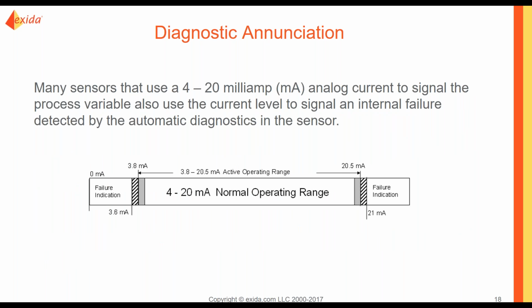Many sensors that use a 4 to 20 milliamp analog current to signal the process variable also use the current level to signal an internal failure detected by automatic diagnostics in the sensor. One common set of current values used for this purpose are based on the NAMUR NE43 recommendations shown here.